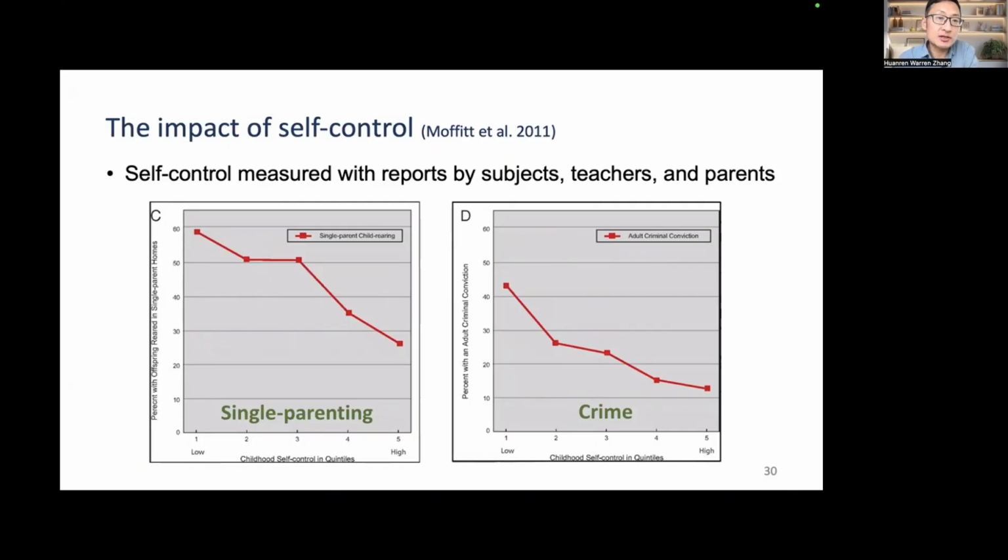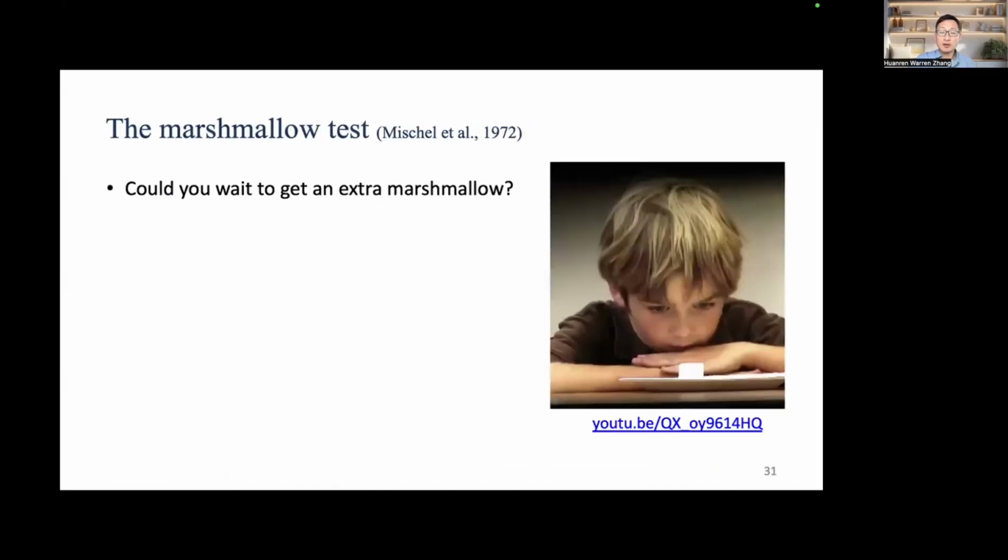So here it shows the impact of self-control. So here we see that a lack of self-control is correlated with crime and single parenting, right? So it has a great influence on your life outcomes. Talking about self-control, then we have to discuss one famous experiment demonstrating how self-control would influence children's future performance in the job market decades later.